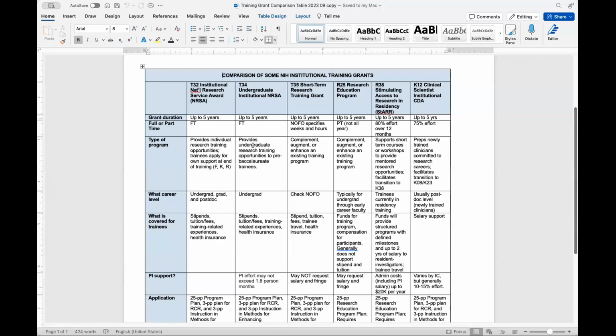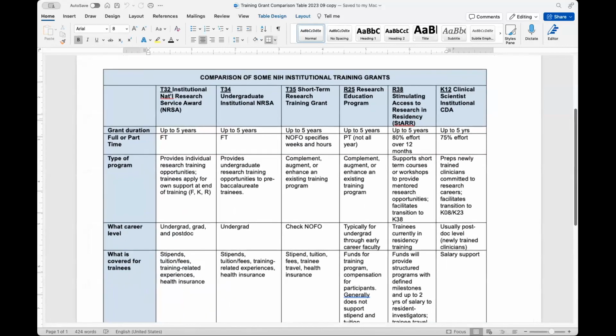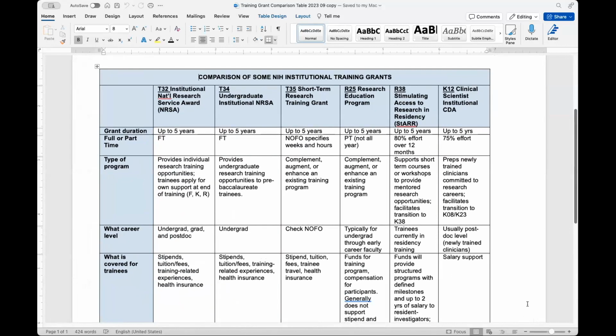So I'm going to share my screen right now. You should be seeing a table that I created called comparison of some NIH institutional training grants, and it looks a little small, so I think I'm going to just expand that. Hopefully you can see that a little bit better.